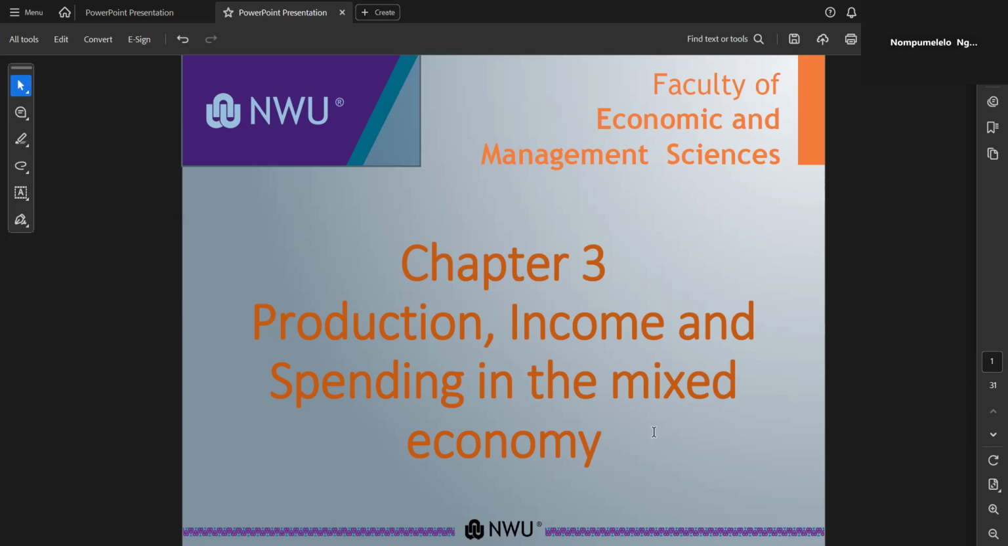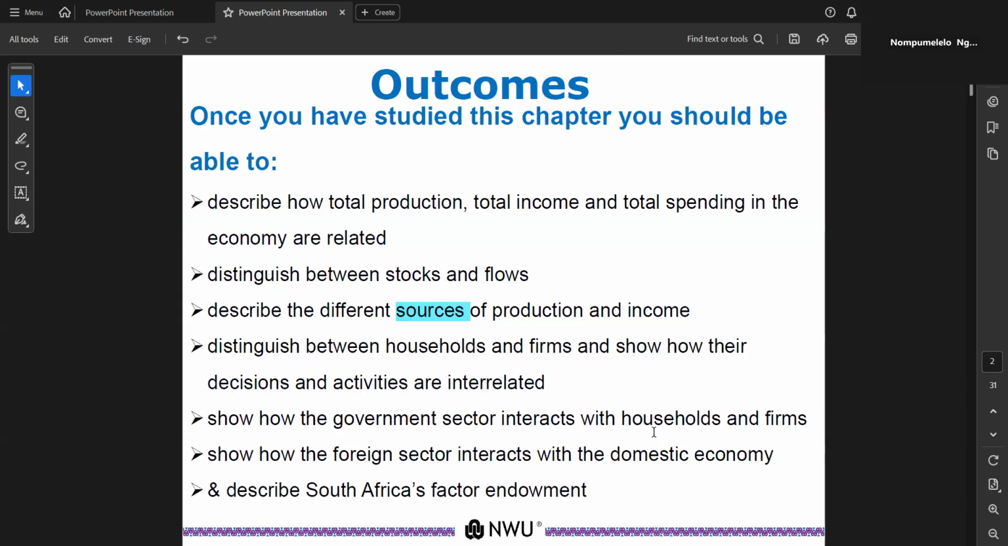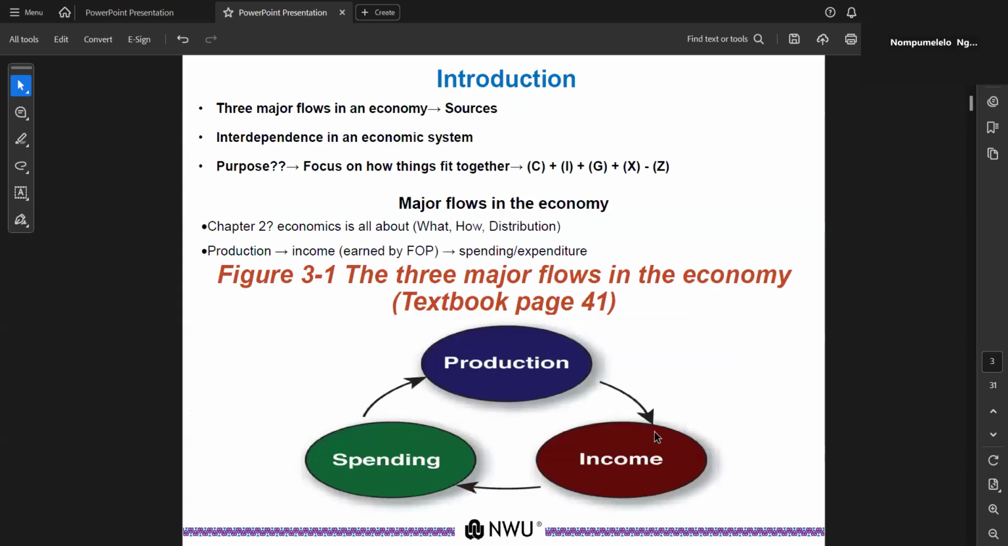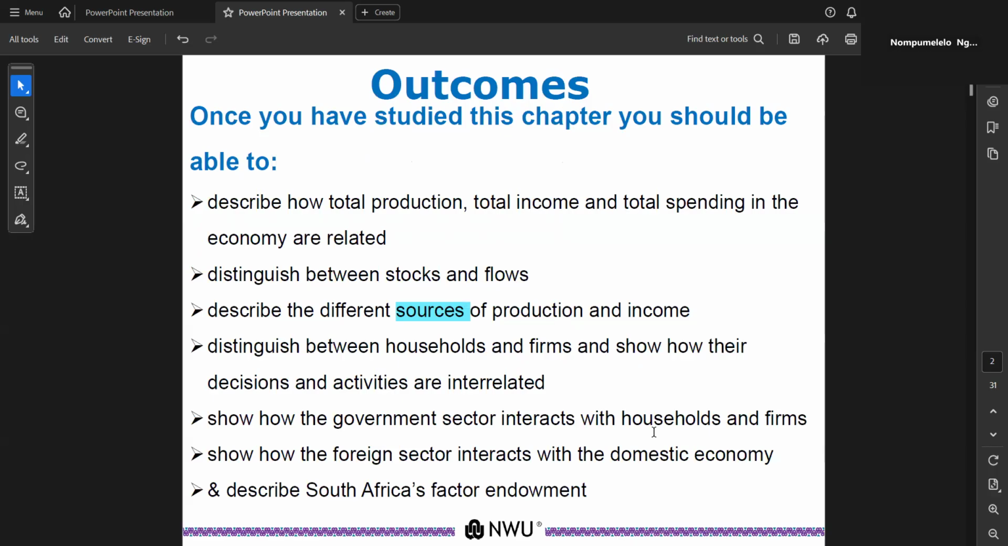For these slides, I'm going to go through them all because they are short and I think they are very important. Not that I'm saying other chapters were not important, but this one is more detailed. We're going to describe how total production, total income, and total spending in the economy are related.